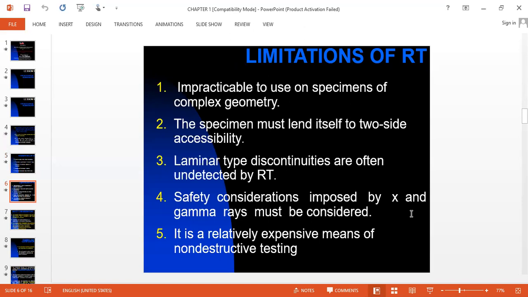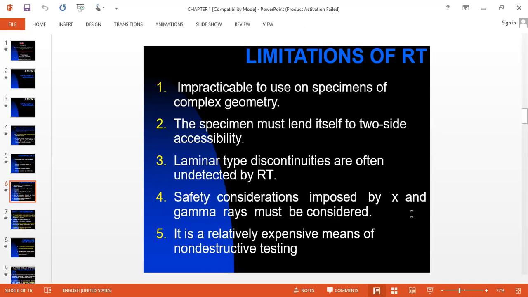The specimen must lend itself. Two-side accessibility is required, because one side is for the source and the other side for putting the films, so two-side accessibility is required. In the case of ultrasonic testing, one side is also sufficient. Laminar type discontinuities are often undetected by RT. Laminar type discontinuities are not detected.